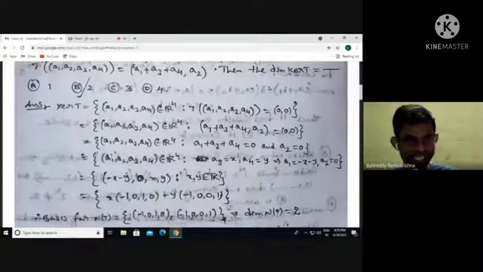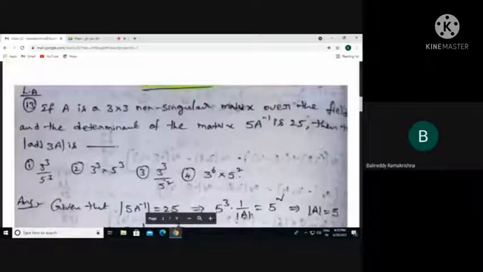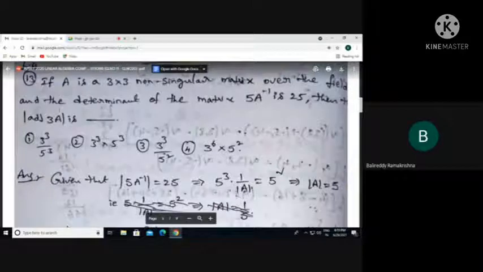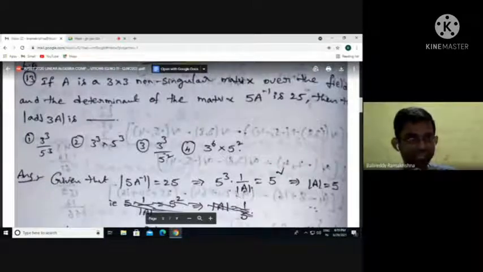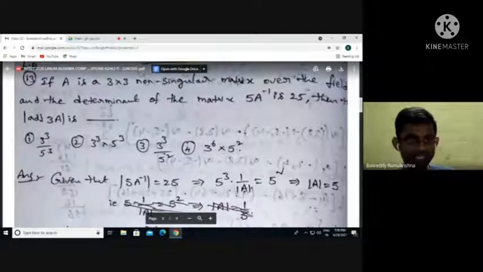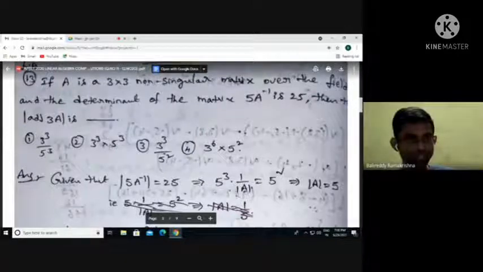Is it clear? Okay. So we'll move to the next question, question number 30. This is also a linear algebra matrices question. The question is: if capital A is a 3 by 3 non-singular matrix over the field and the determinant of the matrix 5A inverse is 25, then the value of the determinant of adjoint of 3A is dash. Not modulus; here we read it as the determinant of adjoint of 3A.